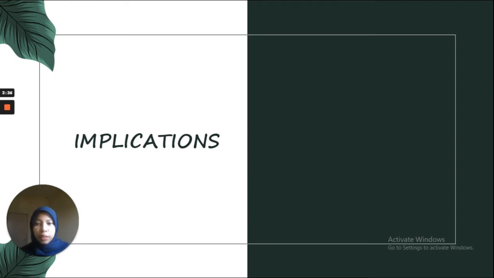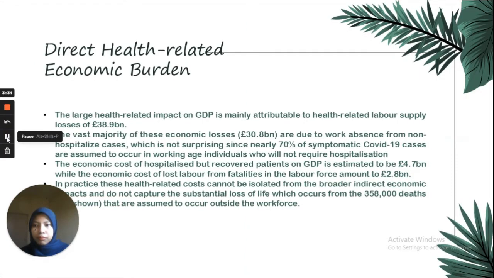So we go through to the implication. The first implication is direct health-related economic burden. The large health-related impact on GDP is mainly attributable to health-related labor supply losses of 38.9 billion pounds. The vast majority of these economic losses are due to work absence from non-hospitalized cases, which is not surprising since nearly 70% of symptomatic COVID-19 cases are assumed to occur in working-age individuals who will not require hospitalization.